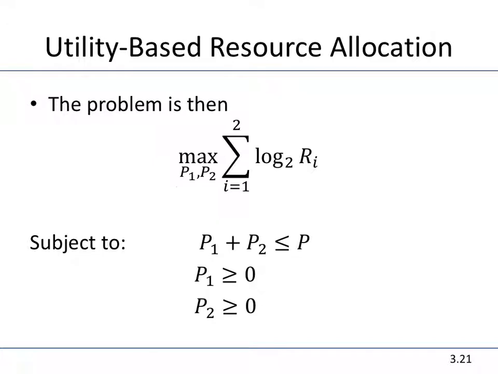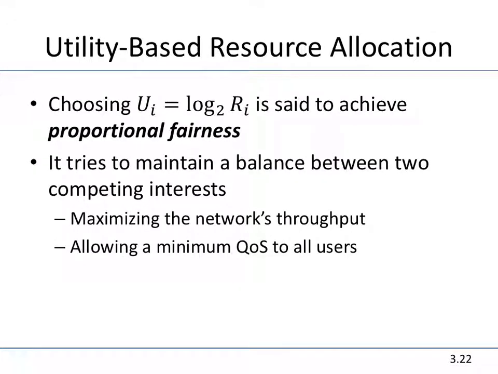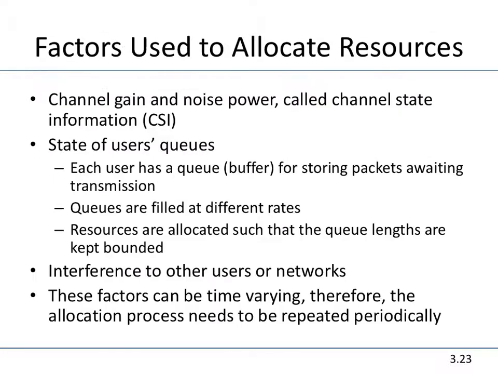So proportional fairness is a trade-off between two extremes. One extreme is to allocate the resources based solely on maximizing the aggregate throughput. Another extreme is to be totally fair, like round robin or maximum fairness. And proportional fairness talks about somewhere in between, where we use a utility function to provide proportional fairness. So it's a trade-off between the two. So choosing U_i equals log2 of R_i will give us proportional fairness for free, because it tries to maintain a balance between two competing interests. One is maximizing the network throughput, and two is allowing a minimum quality of service to all users, which is the benefit.